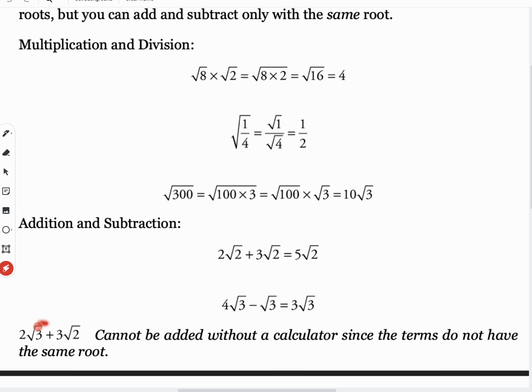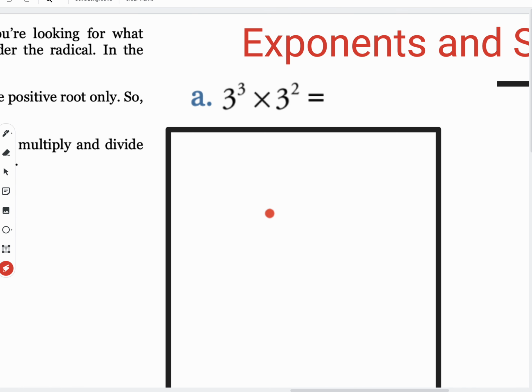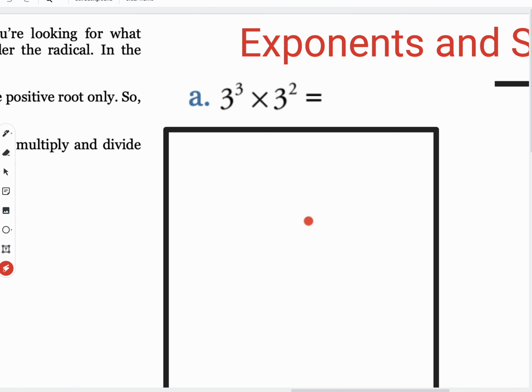Notice we do not have the same root here in this example, 2 square roots of 3 plus 3 square roots of 2, so this is not going to be added as such. Now let's take a look at our exercise. We're going to apply these rules.